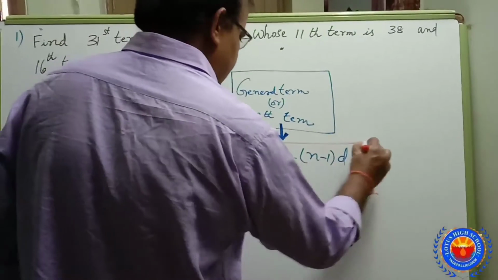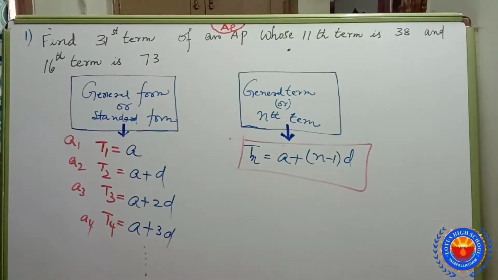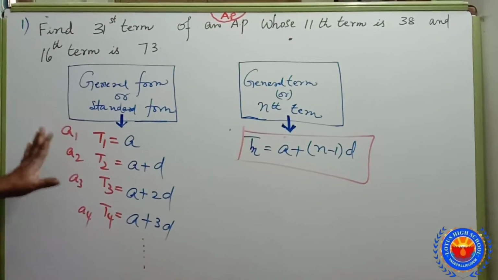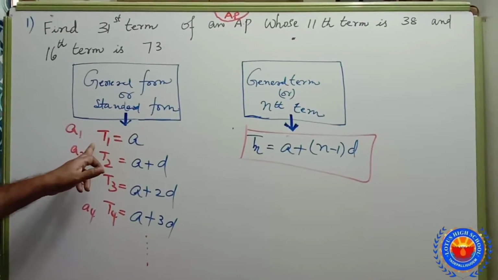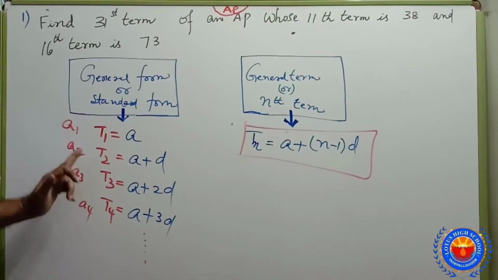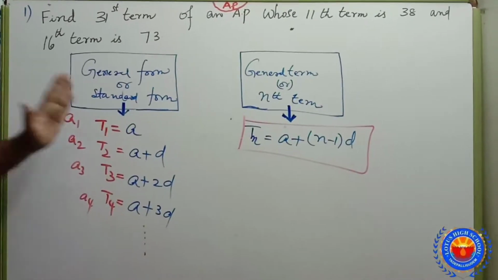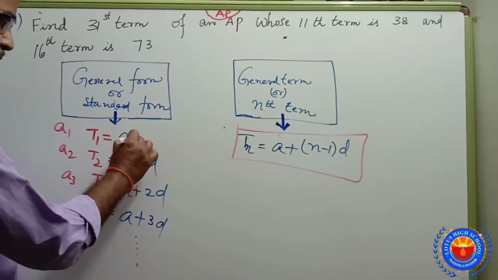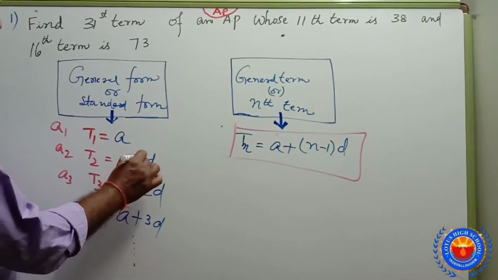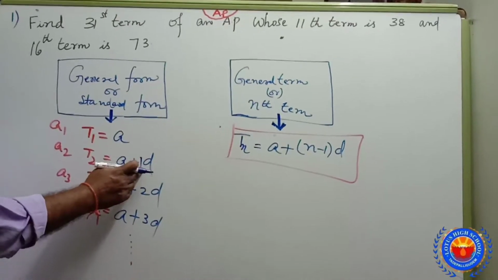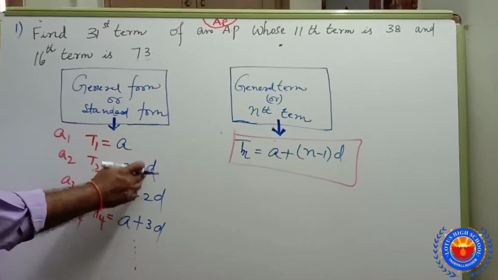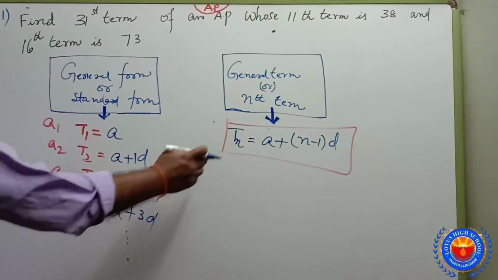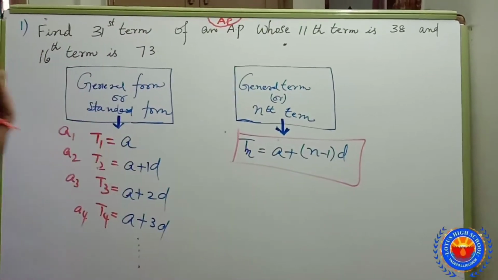This is the general term, this is the general form. So these two are very important. The first term is denoted with capital T1, second term capital T2, T3, T4. If it is the first term, this is nothing but a, which we can write as a plus 0d. Second term is a plus 1d, third term 2d, fourth term 3d. If it is the nth term, n minus 1 into d.